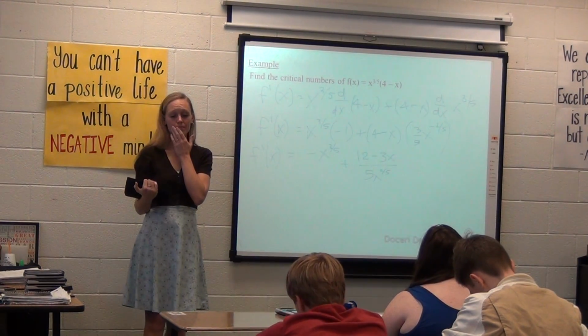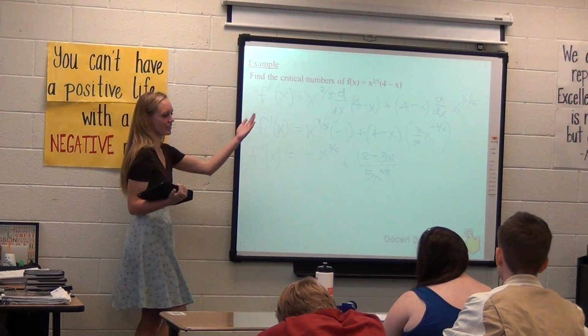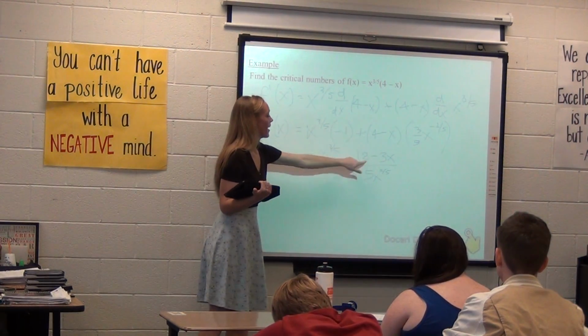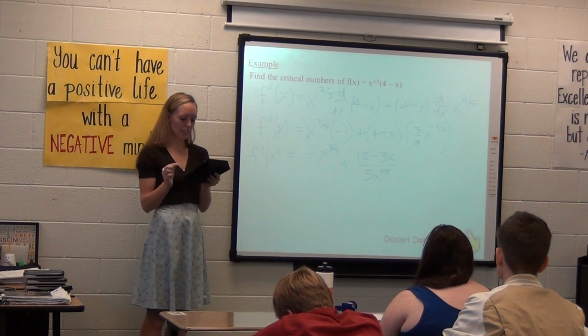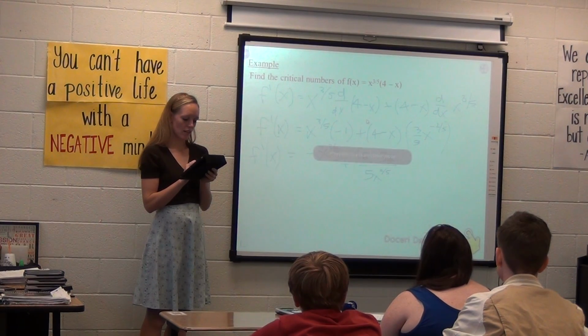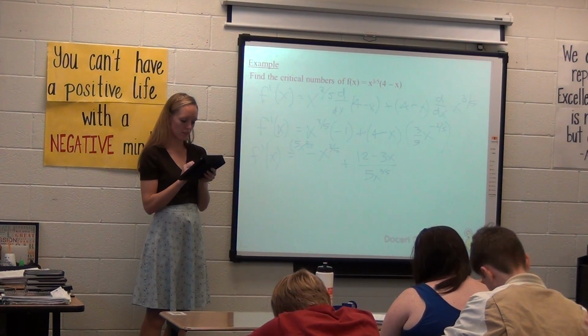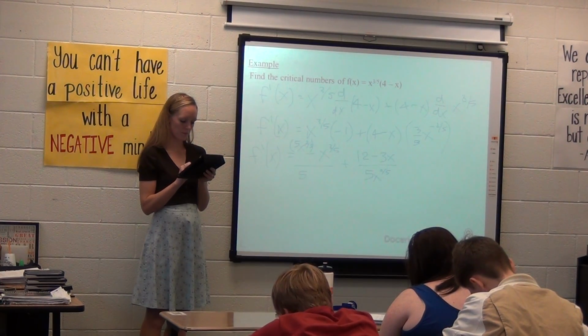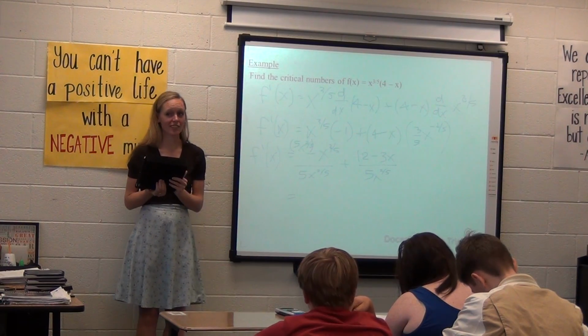What do we do? We need a common denominator. What's my common denominator? 5x to the 2/5. So I'm multiplying this by 5x to the 2/5 on the top and bottom. Before it was ugly, now it gets pretty.